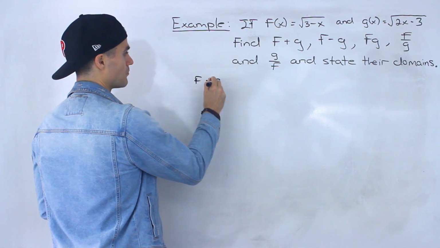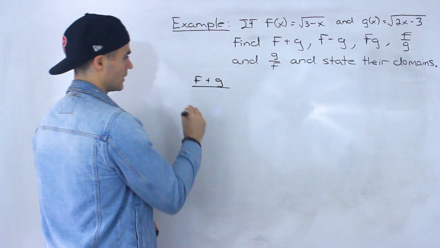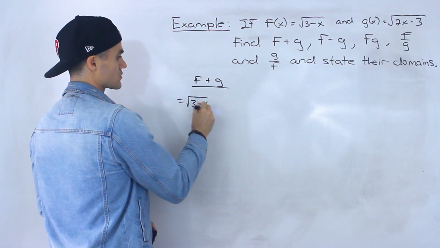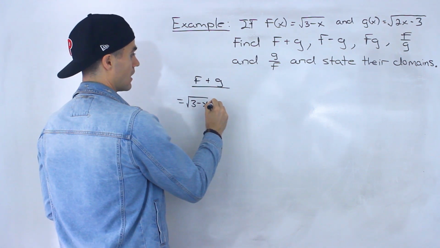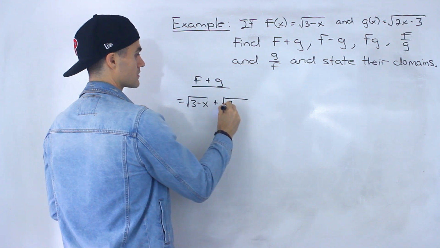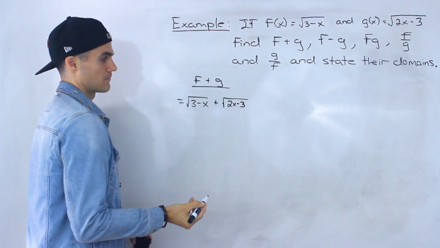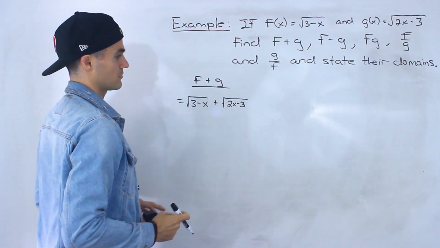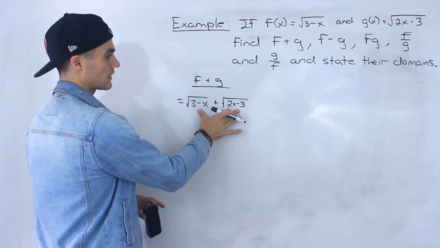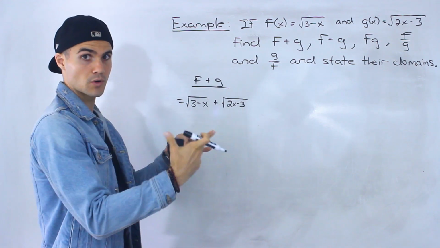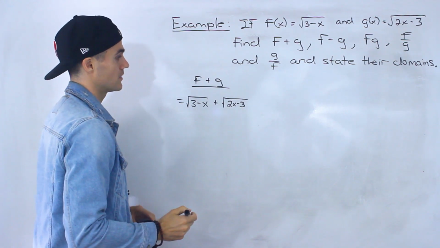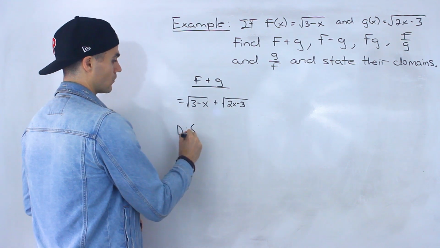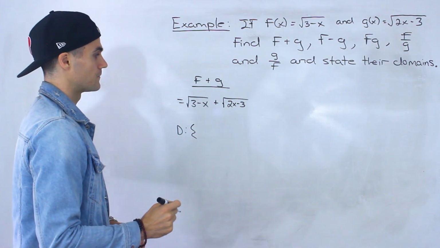So first we got f plus g. So that's going to be what? Just the two functions added together. So the square root of 3 minus x plus the square root of 2x minus 3. Right? And notice that we can't really simplify this any further. These are not like terms. The expressions under the square roots are not the same, so we cannot add them. And so from here, what we can do is figure out what the domain is going to be.